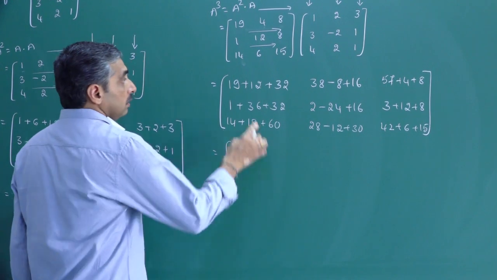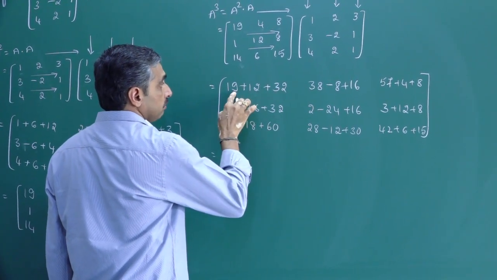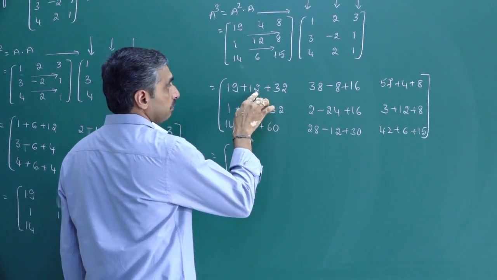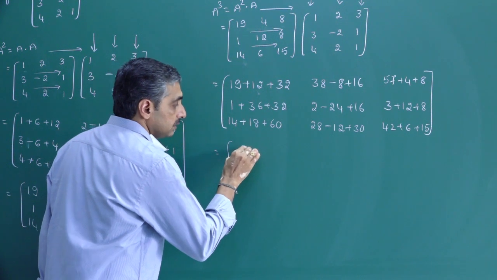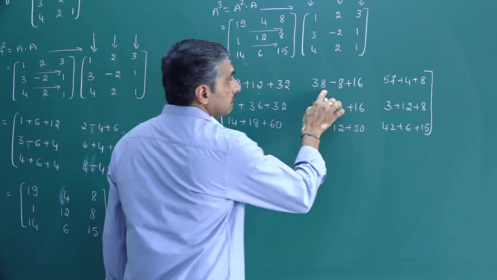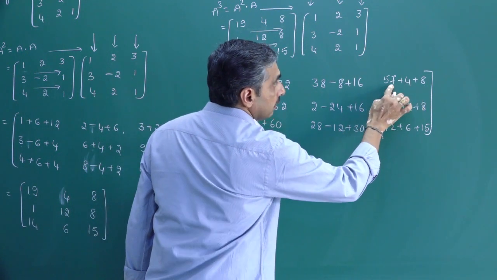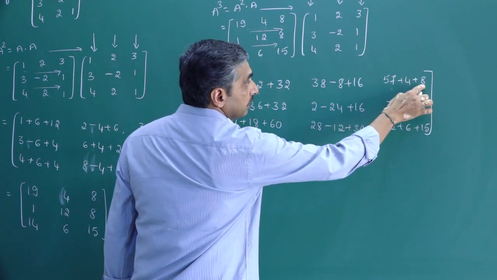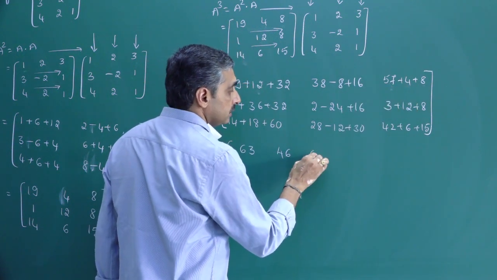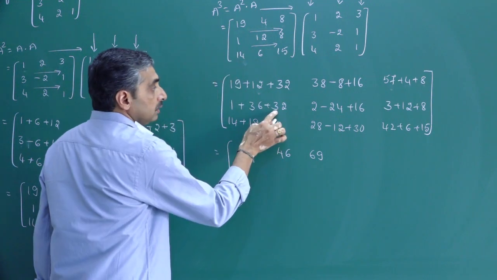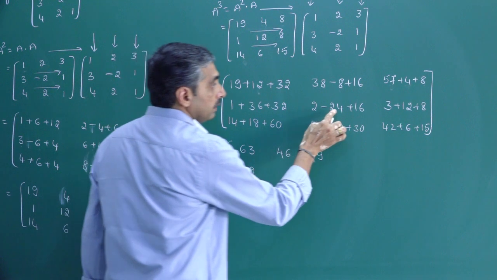See here now, 19 plus 32 plus 12. How much do you see? 19 plus 12, 31, 31 plus 32, it is 63. Okay. 38 minus 8, 30, it is 46. 8 plus 4, 12, 12 plus 57, 69. 1 plus 32, 36, 68, 69, right?